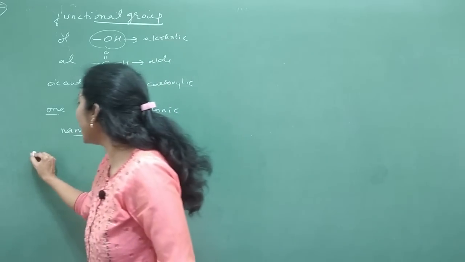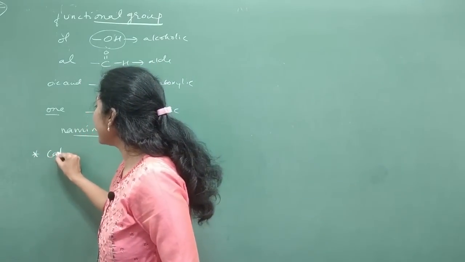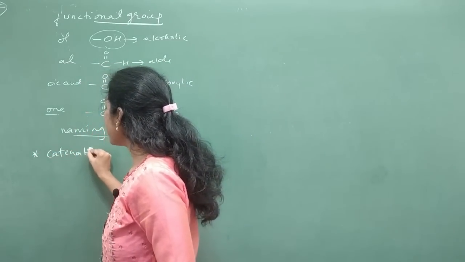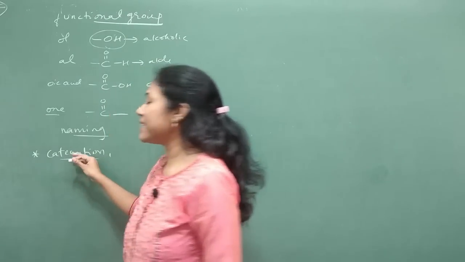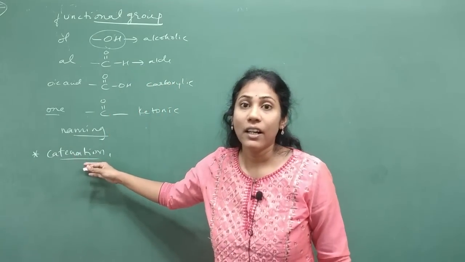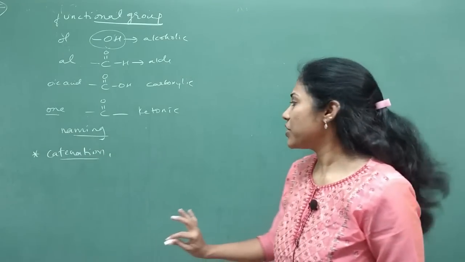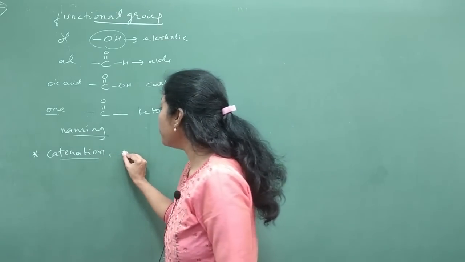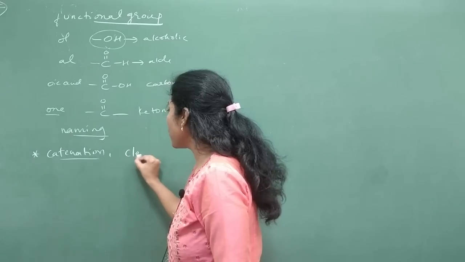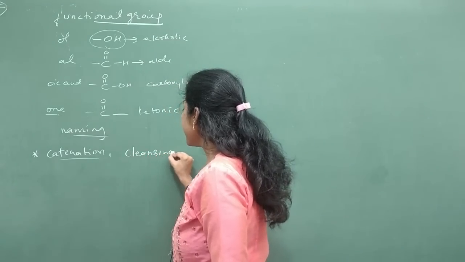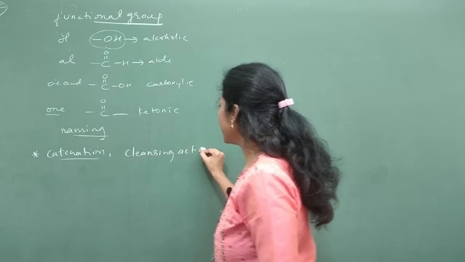Along with that, small definitions like catenation. Catenation definition is very simple: self-linking capacity is called catenation. Small definition. And then soaps, the cleansing action of soaps. The cleansing action of soap is important.